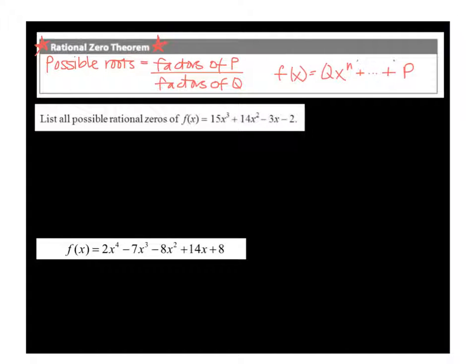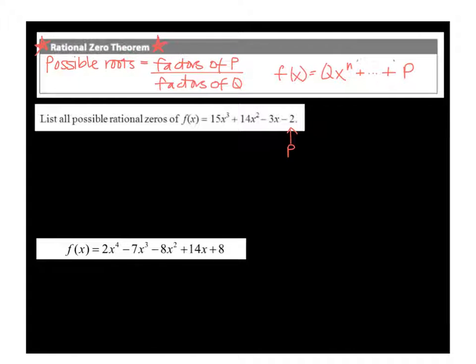So what the theorem says is that we can list all the possible roots of a function. It'll give us a place to start, and we can do that by listing the factors of p over the factors of q. And if you look here at this equation that they give us, p is the number at the very end. Notice it's the one without any variables. And q is the coefficient at the very front, in front of the first variable there.